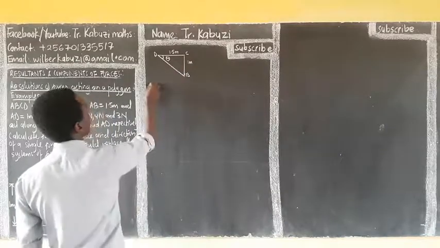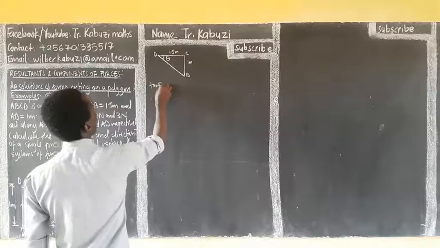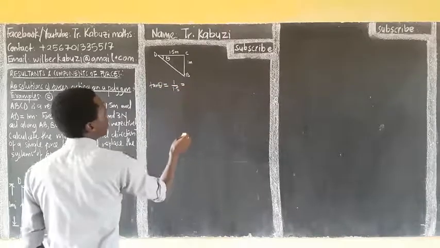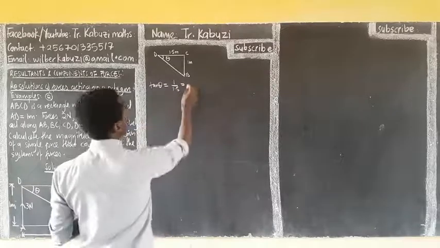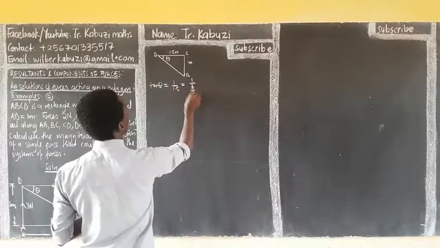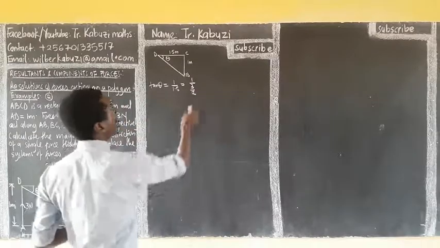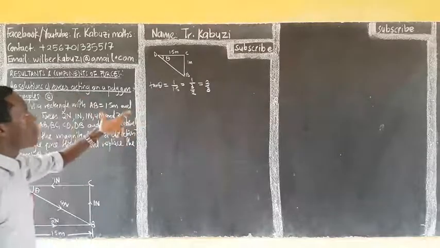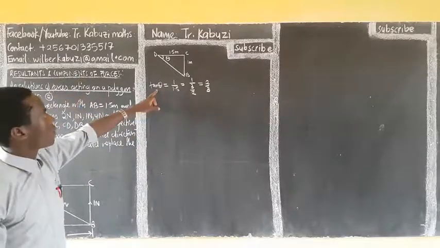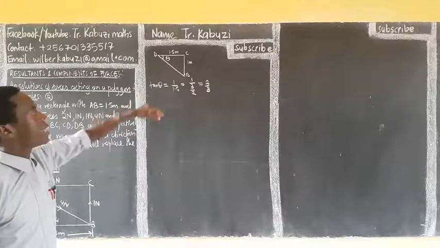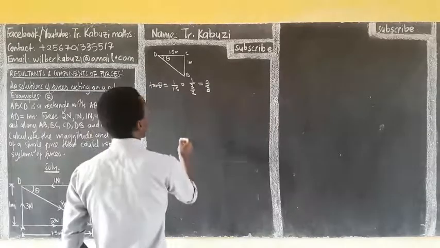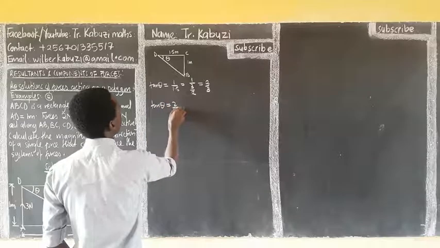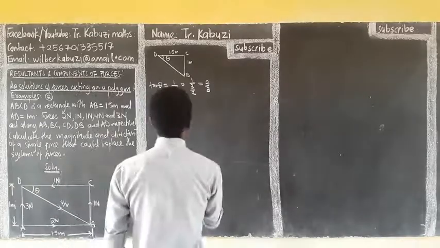I'm going to use tan. My tan theta is going to be opposite over adjacent. So this is going to be 1 over 3 over 2, because 1.5 is 3 over 2, which gives 2 over 3. Now, to resolve, we always need the sine theta and the cos theta. So from here, my tan theta is 2 over 3. How can I get the sine theta?